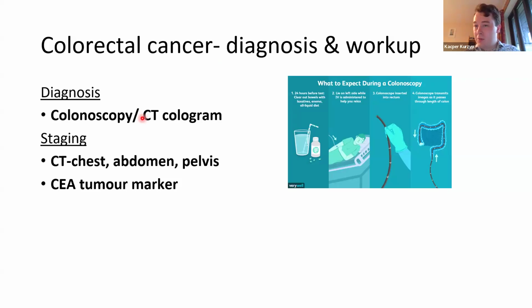Now, if you find a tumor and the histology confirms that this is bad, you will do staging. So CT chest, abdomen, pelvis, essentially looking for any metastasis. The liver is quite a common site for colon cancer to metastasize to. Also, the CEA tumor marker to essentially try to figure out the tumor load.